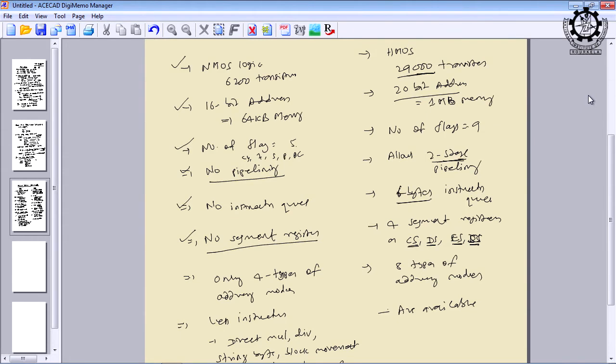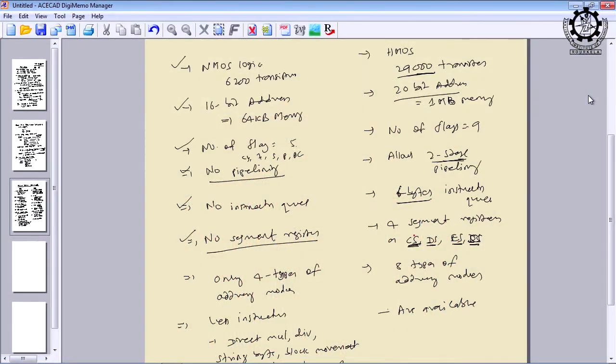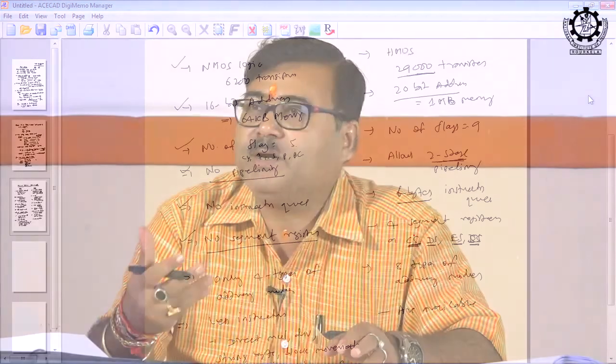This 1 megabyte space is divided into 4 segments. Some portion is called the code segment, some portion can be the data segment, some portion can be the extra segment, and some portion is the stack segment. I will discuss exactly what the content is in the code segment, and what the content is in the data, stack and extra segments.